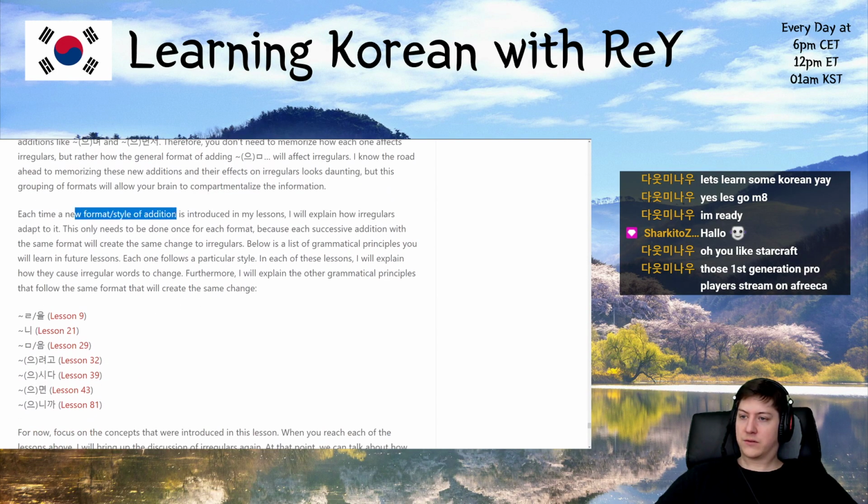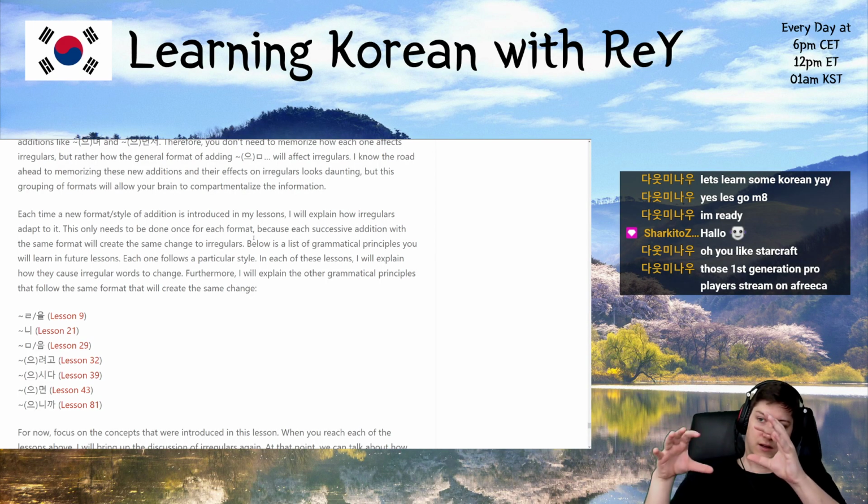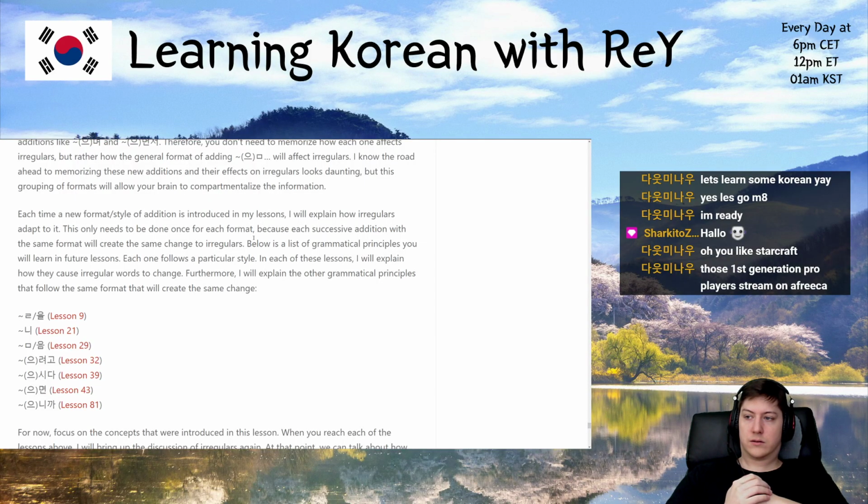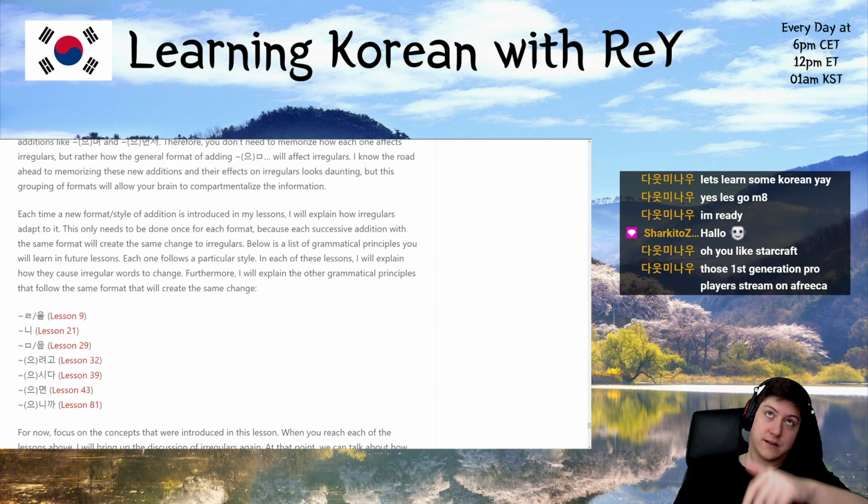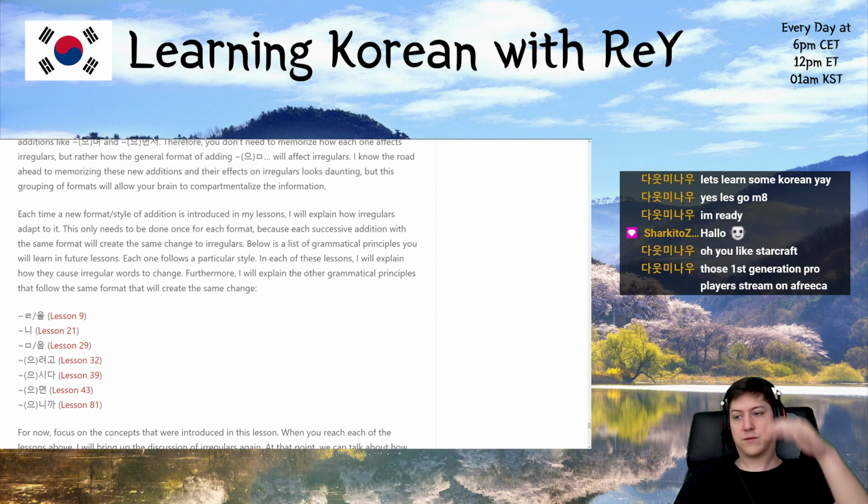each time a new format, new style of addition is introduced, I will explain how irregulars adapt to it. Okay, so now we have learned the irregulars in this lesson, and in the future we will learn how those irregulars are used with different additions. So far we only know the additions for the past tense, the future tense, the present tense, and for the formality and respect forms. So we learned like 12 so far.